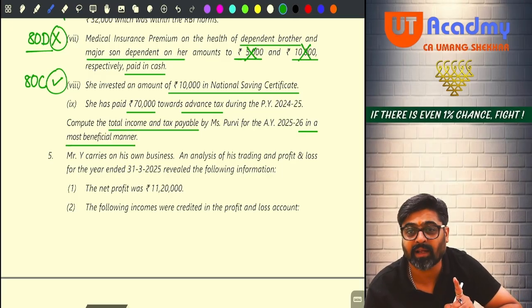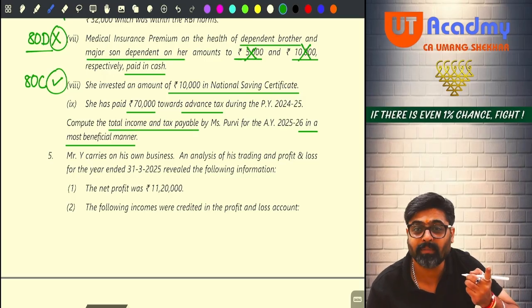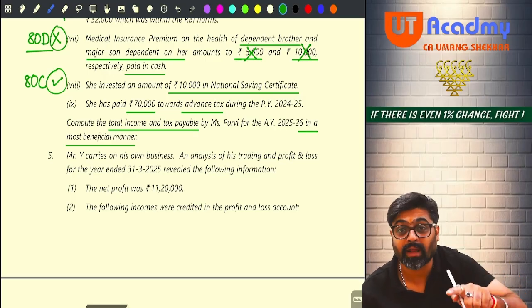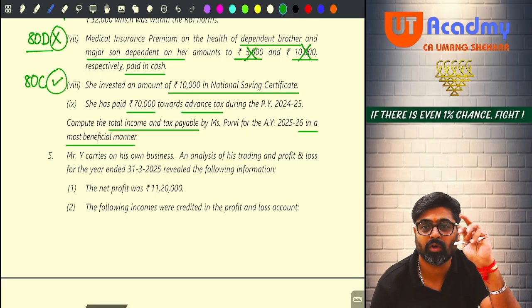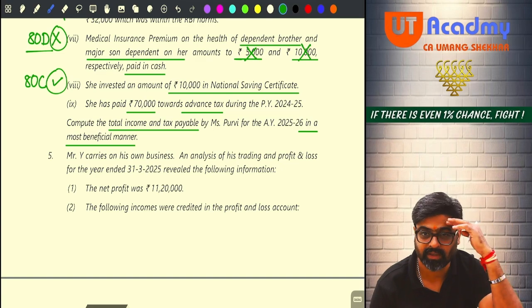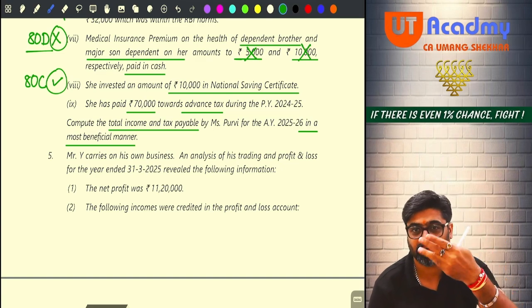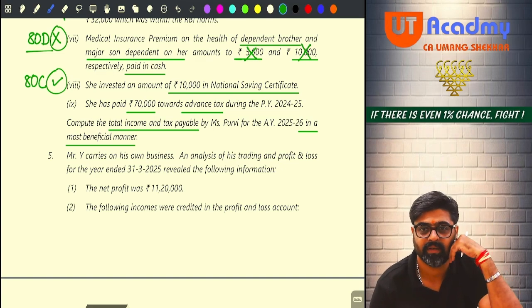They are not directly telling you 115BAC or no 115BAC. You will have to calculate both, 115BAC also, no 115BAC also. And then calculate the tax under both the systems. And you are supposed to say which one is the most beneficial option, whether to follow 115BAC or not to follow 115BAC.